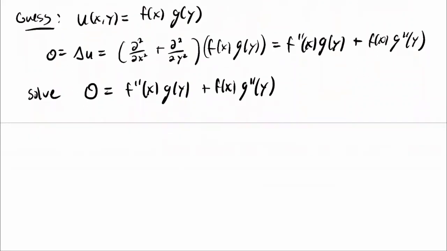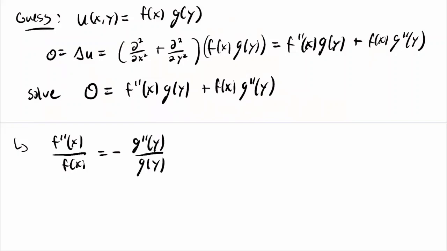What we're going to do is try to separate the variables and bring everything depending on x on the left-hand side and everything depending on y on the right-hand side. If I try to do that, I need to have f prime prime of x divided by f of x equal to the negative of g prime prime divided by g. Since the left-hand side depends on x and the right-hand side only depends on y, and these are two separate variables, this can only happen if they're both equal to some constant, say alpha.